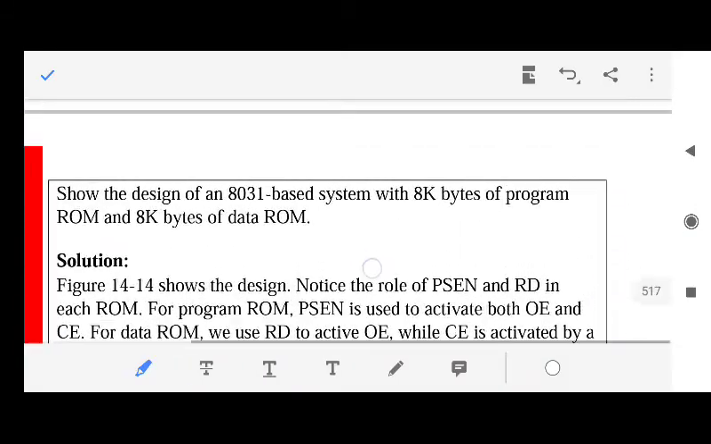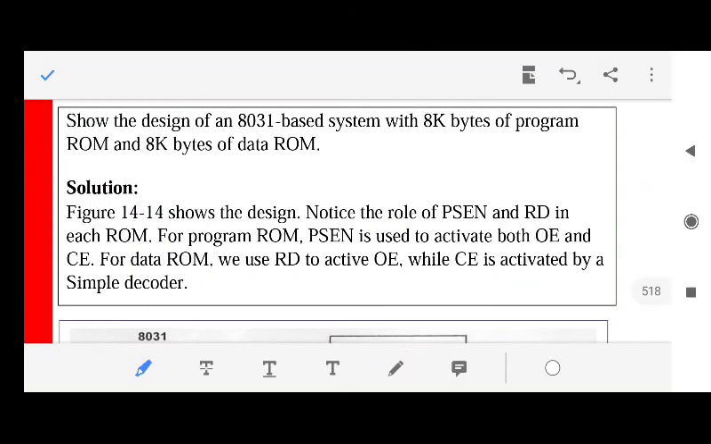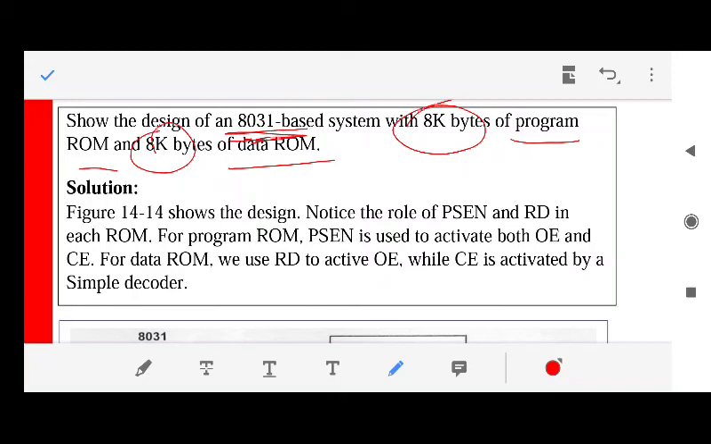See, you have one example. Let's see what this example is asking. You have an 8031 system. Don't confuse between 8031 and 8051. Both are same. 8031 means it has no internal memory. You have an 8031 system which is to be connected to 8 kilobytes of program ROM and 8 kilobytes of data ROM.